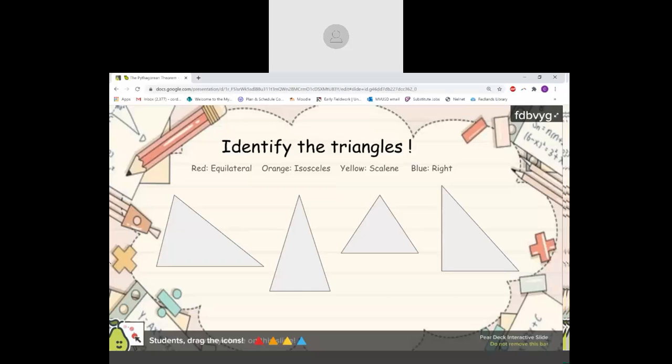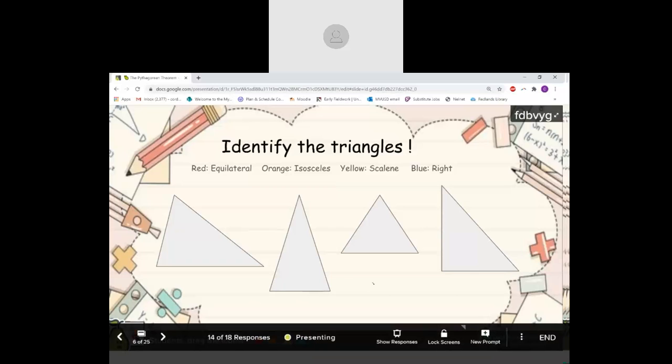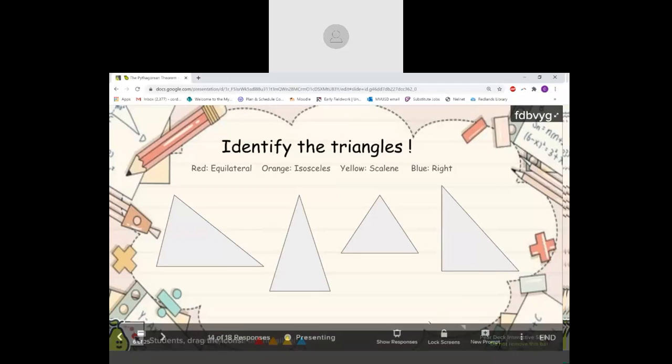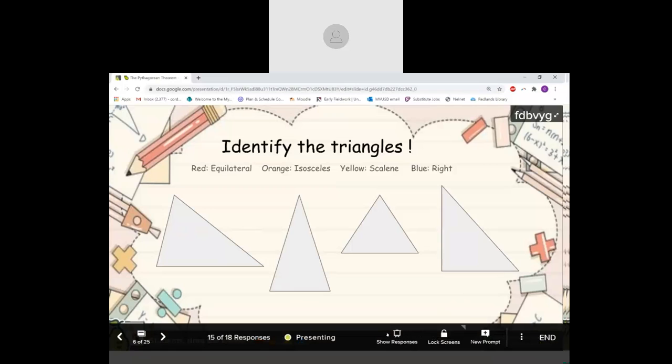So remember that these are classified by their side. So we don't see any numbers on here. And if you guys need additional help, think about the words. A right triangle. What does a right triangle have? An equilateral triangle. What does that word sound like? Equilateral. Good. Let's see.